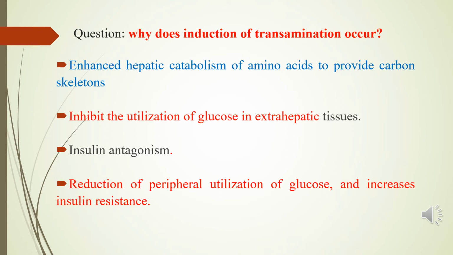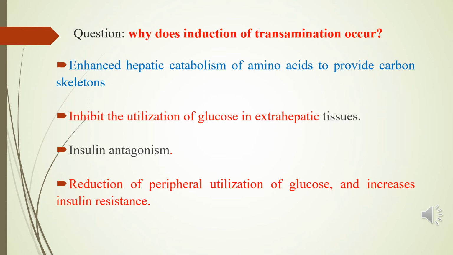Gluconeogenesis means the production of new glucose molecules in the liver from non-carbohydrate sources, as there is some sort of prolonged fasting or starvation or even stress. So there is some sort of enhanced hepatic catabolism of amino acids due to induction of the aminotransferases, as well as tryptophan dioxygenase, which are induced by the glucocorticoid cortisol.